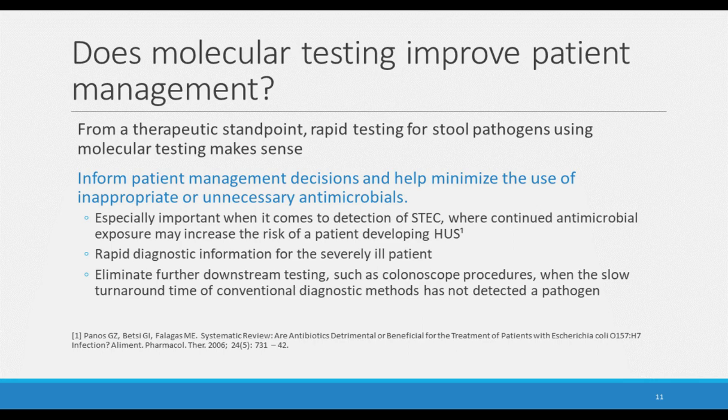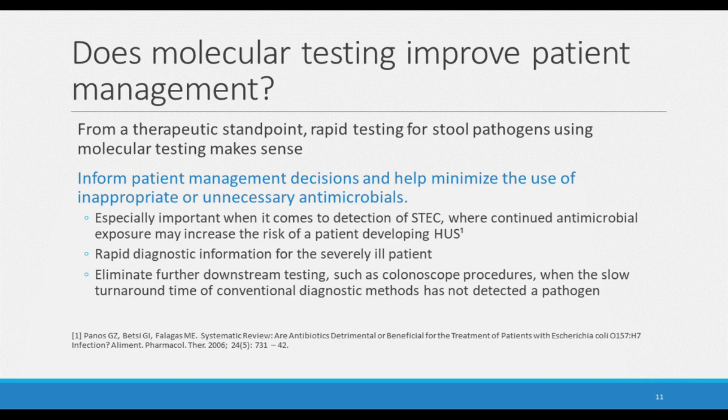First off, does molecular testing really improve patient management? Well, if you look at a therapeutic standpoint, rapid testing for stool pathogens using molecular testing, I think it makes sense. You can inform patient management decisions and help minimize the use of inappropriate or unnecessary antimicrobials. Things like this can be especially important when it comes to the detection of Shiga toxin-producing E. coli, where if you had continued antibiotic exposure, you might increase the risk of the patient developing hemolytic uremic syndrome.